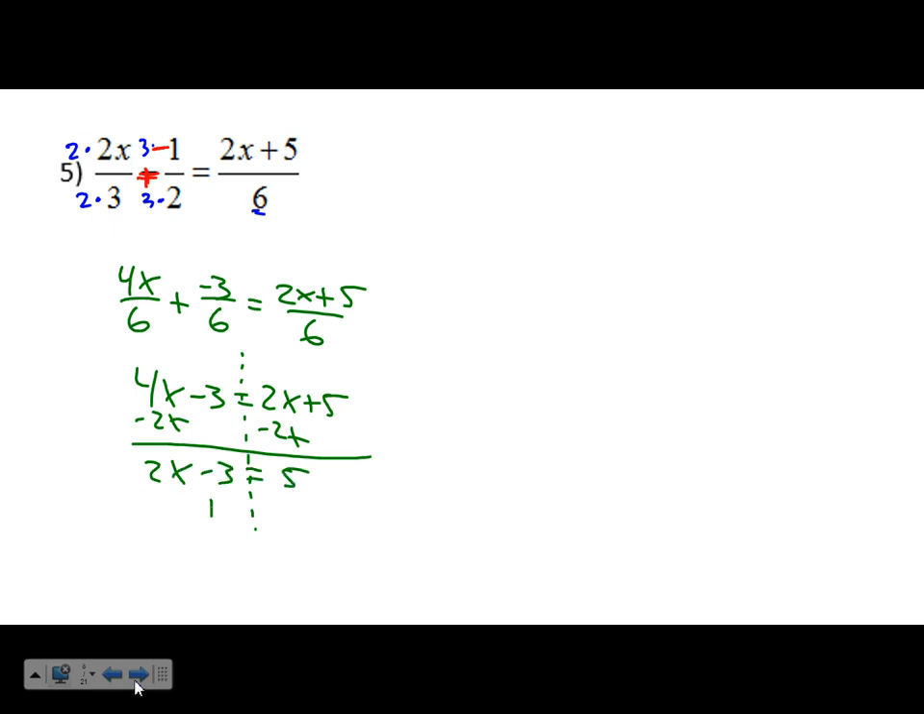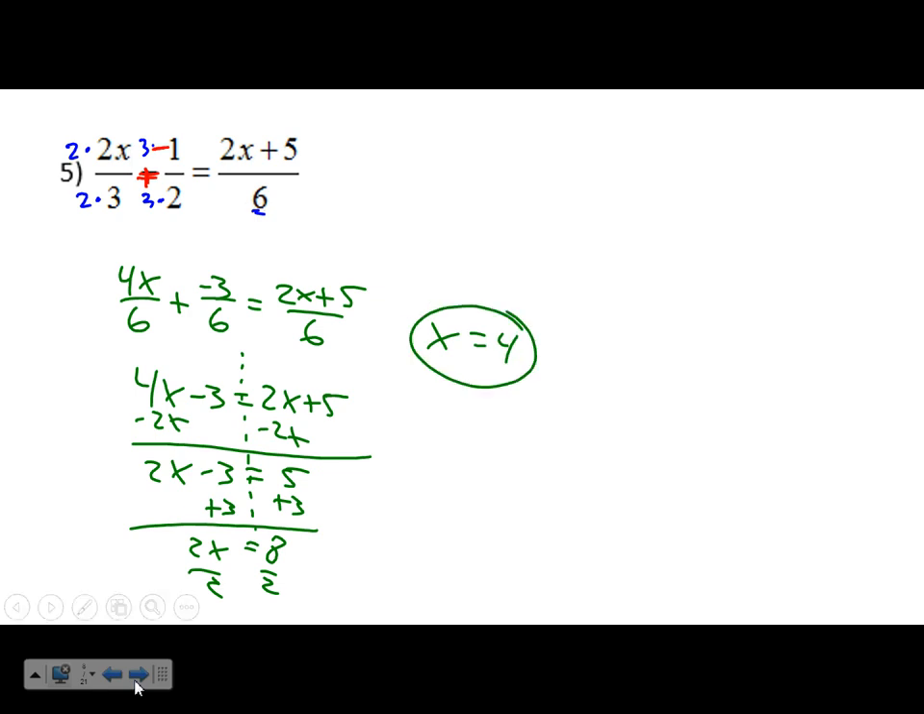2x minus 3 is equal to 5, so you add 3 to both sides. 2x is equal to 8. Divide by 2, we get x is equal to 4. So those aren't so bad with those numbers in the denominators. We're going to move on to monomials and then binomials or trinomials.